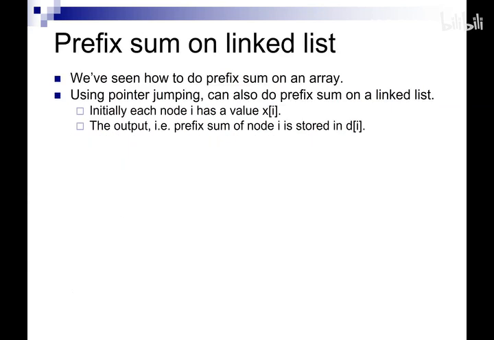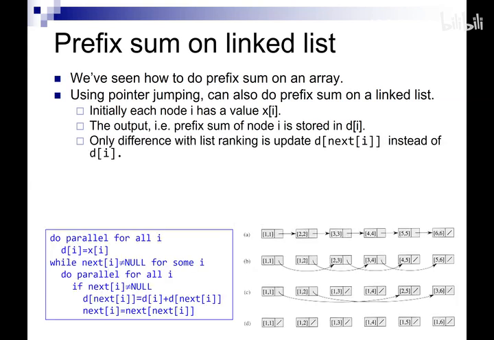Initially we're going to assume that each node i has an input value x of i, and the output value is going to be stored in this variable d of i. To do this, we're basically going to use the same algorithm as for list ranking. The only difference is that in list ranking, remember that we updated the d of i values, so d of i was set equal to d of i plus d of the next value. Whereas for prefix sum, we're actually going to update the d of the next value, instead of d of i.